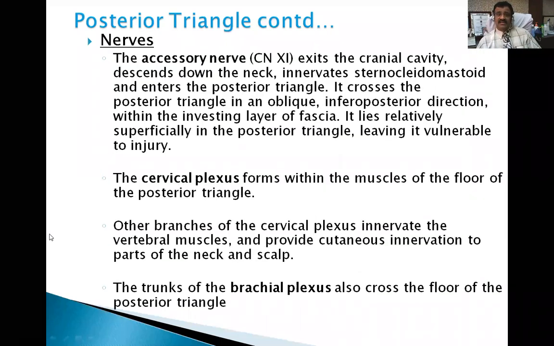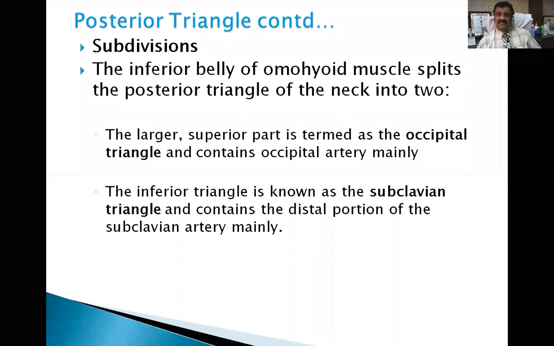Nerves found in the posterior triangle are the accessory nerve, that is the 11th cranial nerve, which exits the cranial cavity and descends down the neck, innervates the sternocleidomastoid muscle and enters the posterior triangle of the neck. The cervical plexus forms within the muscles of the floor of the posterior triangle. Other branches of the cervical plexus innervate these vertebral muscles. So above the brachial plexus, there is a cervical plexus. The trunks of the brachial plexus also cross the floor of the posterior triangle. So you have to mention the trunks of the brachial plexus which cross the floor of the posterior triangle as it's contained.